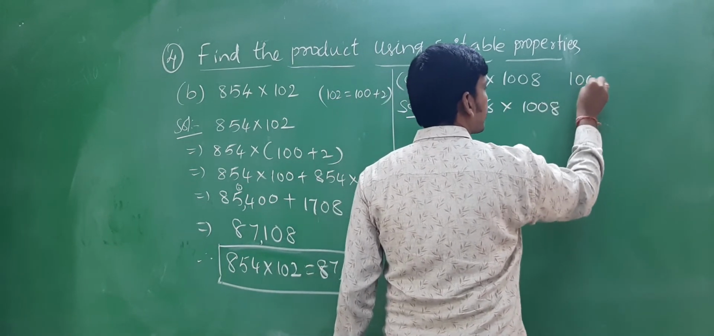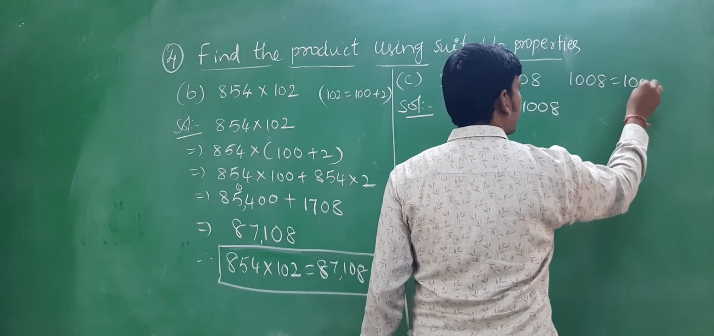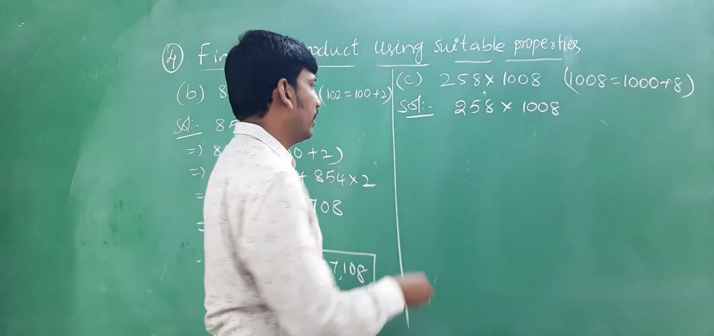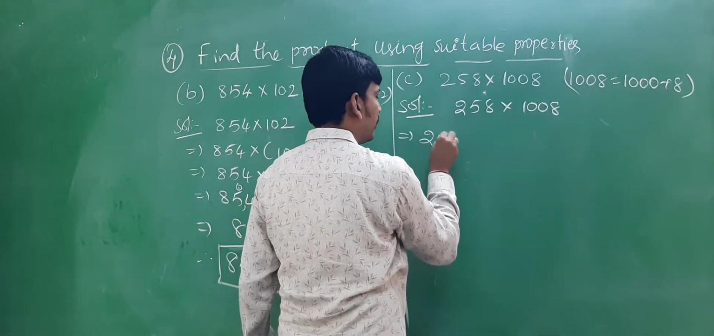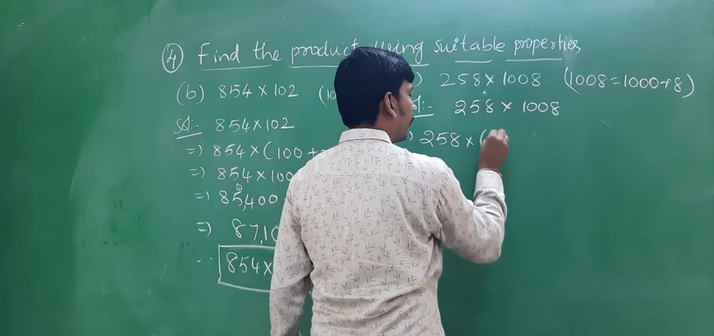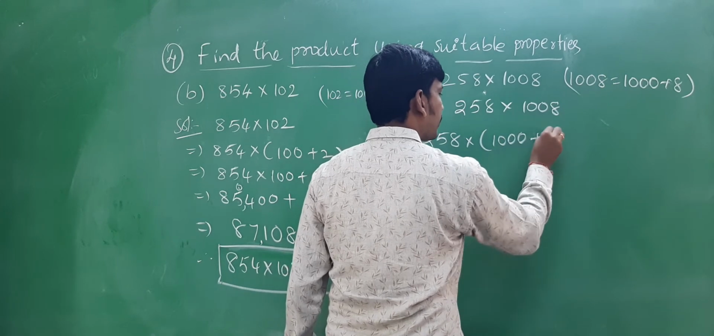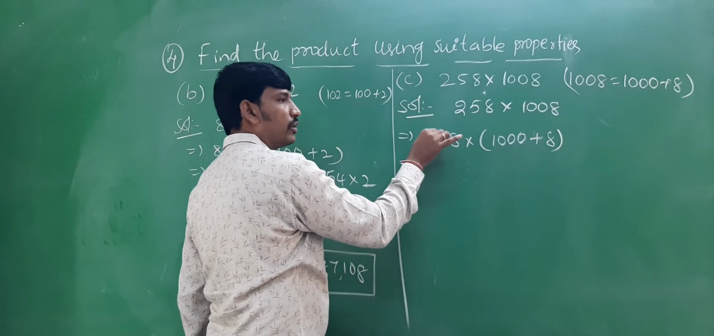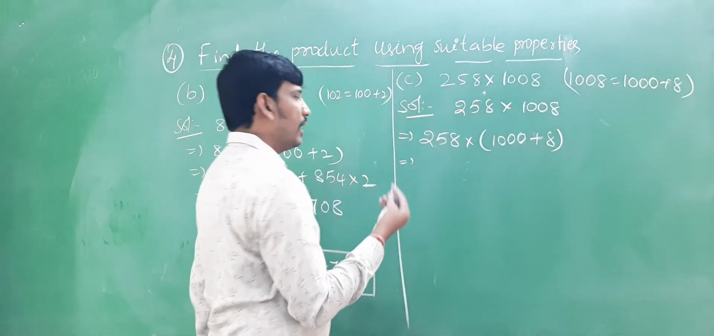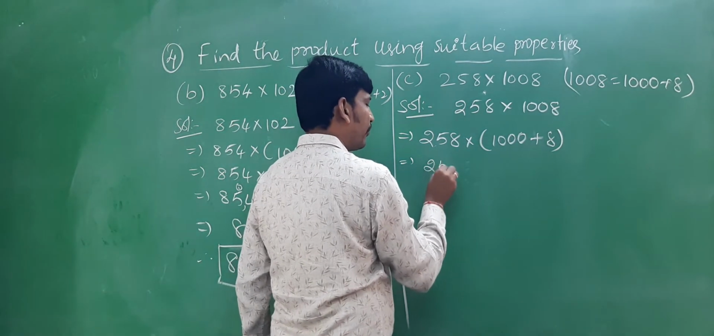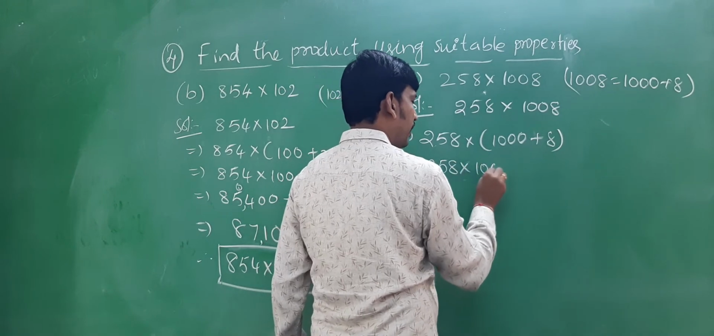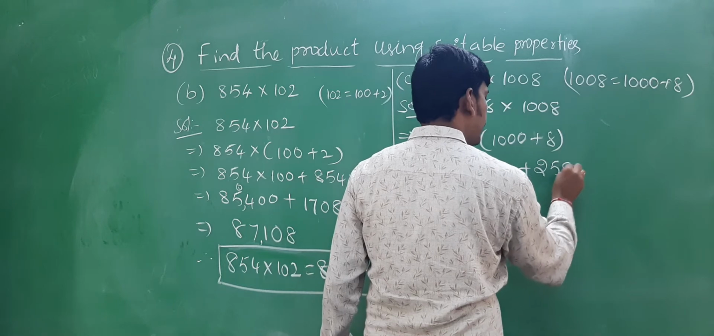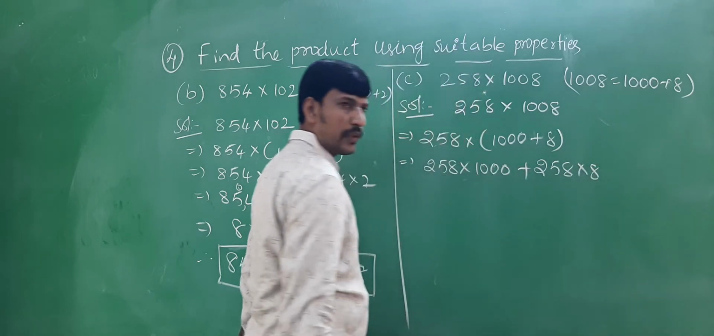1008 can be written as 1000 plus 8. Which implies 258 into 1000 plus 8. Now, distributive property: distribute the 258 to 1000 as well as 8. 258 into 1000 plus 258 into 8.